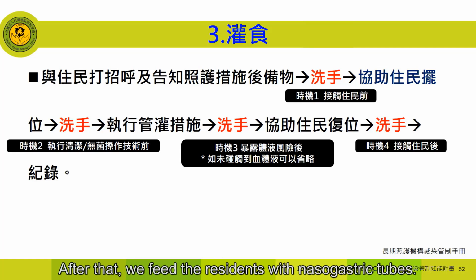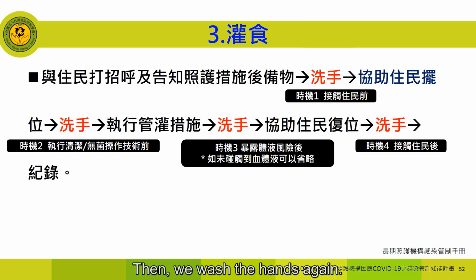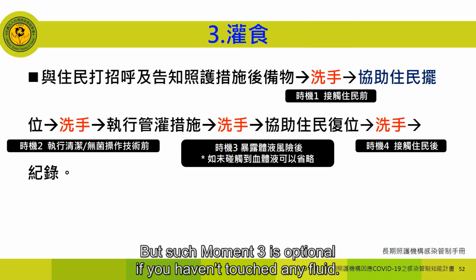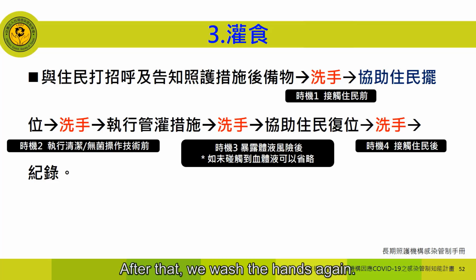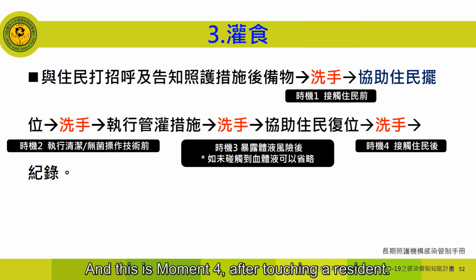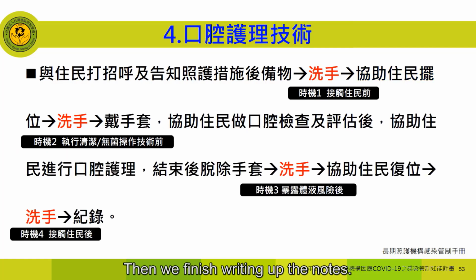After that, we feed the residents with nasogastric tubes. Then we wash the hands again. This is moment 3 after body fluid exposure, but such moment 3 is optional if you haven't touched any fluid. Then we help the residents to get back to the original positions. After that, we wash the hands again. This is because we've just touched them. And this is moment 4 after touching a resident. Then we finish writing up the notes.